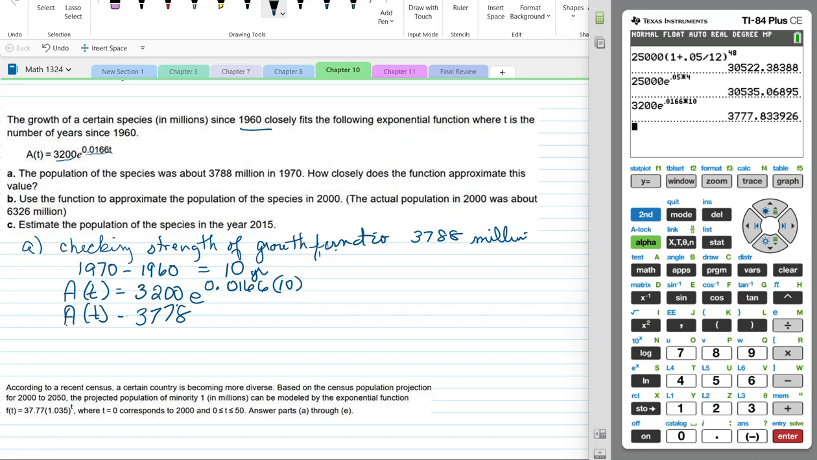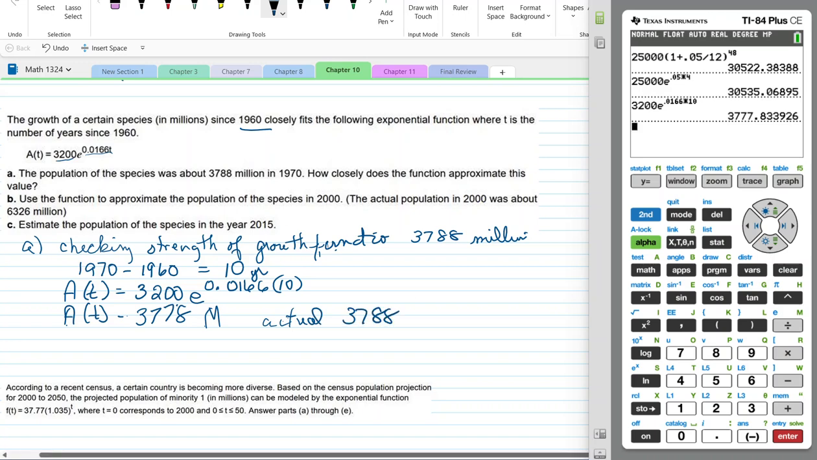So let me see if I got my numbers. Yes. All right. So now the actual, and this is in millions, the actual was 3,788, and that's pretty close. It's off by a few. Right. So let's see what else they said.